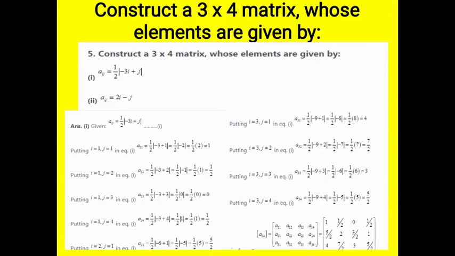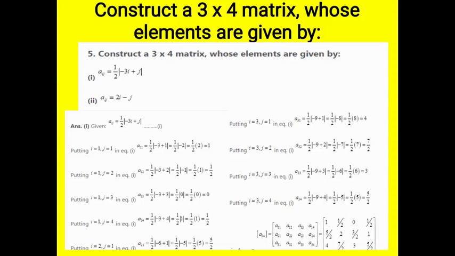It means in the place of i you will put 2, and in the place of j you will put 1. So you can see here in the first question, when you put a21, it will come 1 by 2 minus 3 into 2 plus 1, because in the place of j there is 1. So you will get the element 5 by 2. Again you have to find out the elements a31, a32, a33, a34.